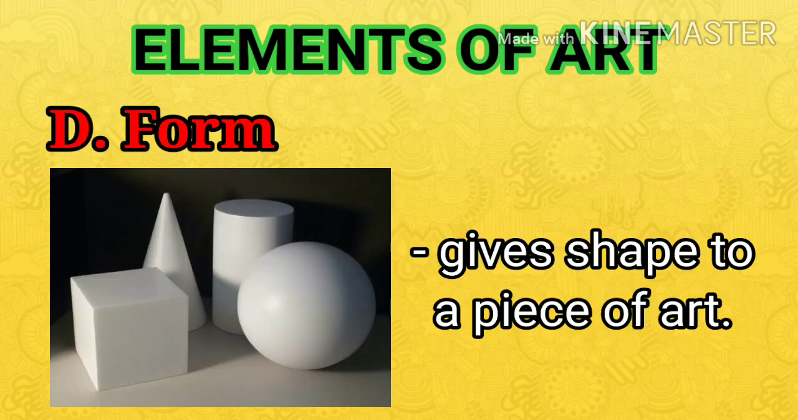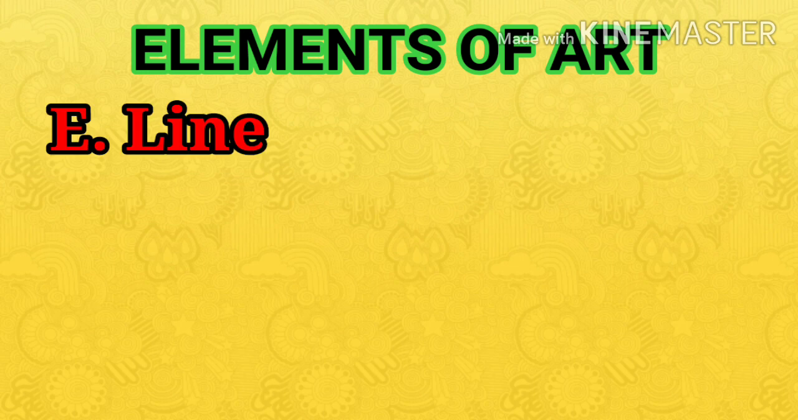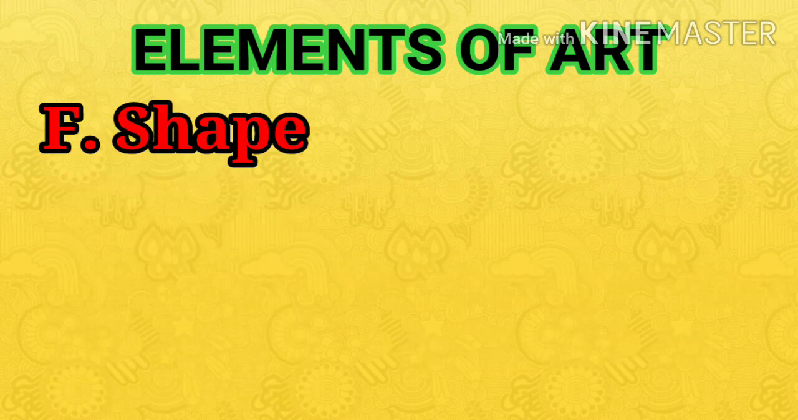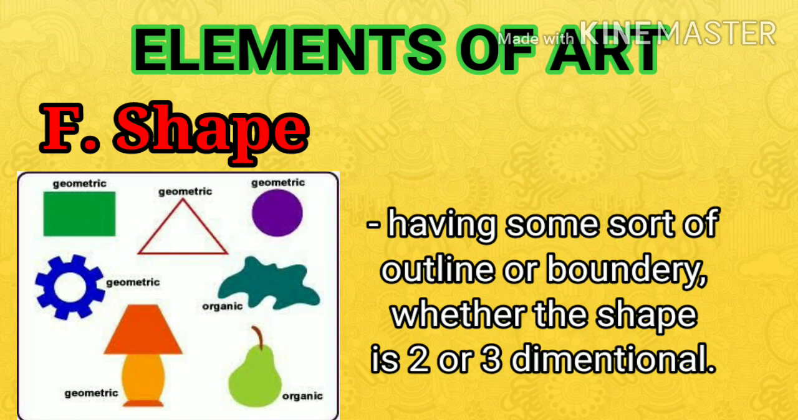Form gives shape to a piece of art, whether it is the constraints of a line in a painting or the edge of the sculpture. The form also is the expression of all the formal elements of art. Line is primarily a dot or series of dots. The dots form a line which can vary in thickness, color, and shape. Shape has some sort of outline or boundary, whether the shape is 2 or 3 dimensional. The shape can be geometric or organic.